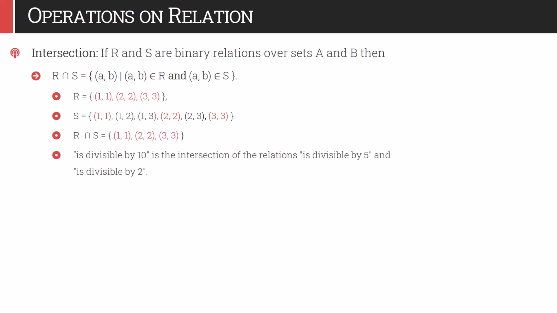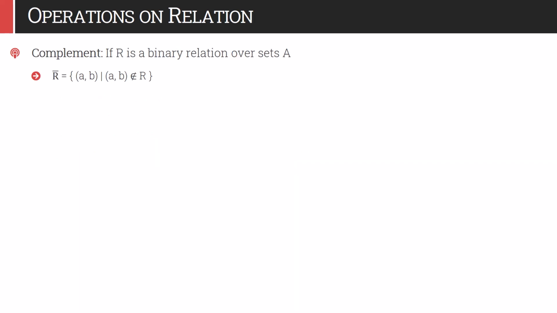Is divisible by 10 is the intersection of the relations is divisible by 5 and is divisible by 2. So if any number is divisible by 10, then definitely it would be divisible by 5 as well as by 2. So that can be one of the examples of intersection of relations.